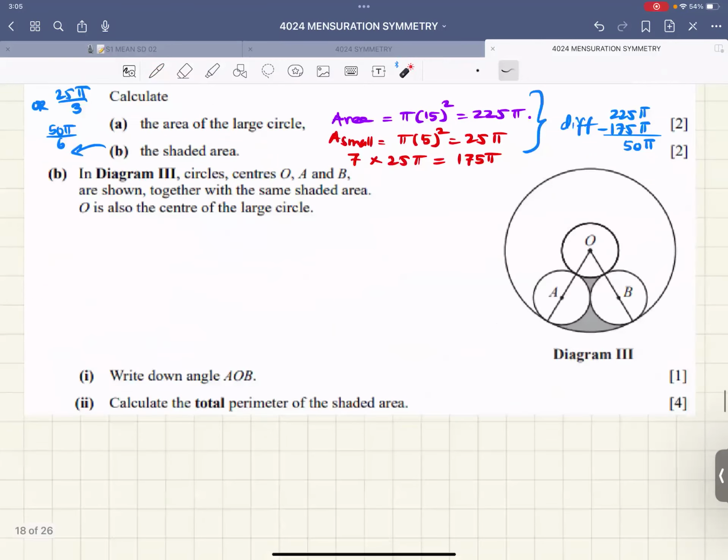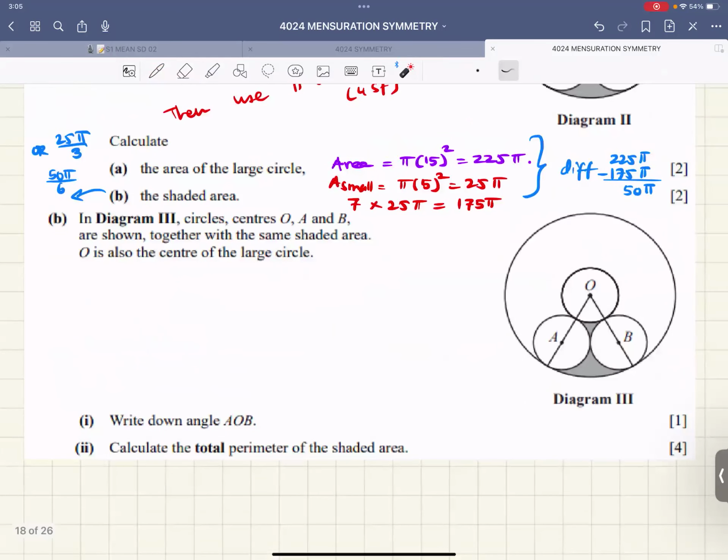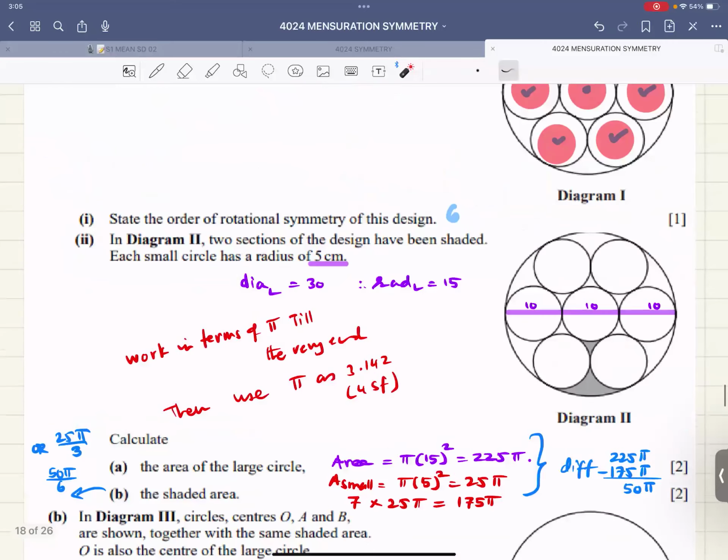Now let's look at part B. Now it's kind of trigonometry. It says in the diagram, the circles OAB are shown together with the same shaded area. O is also the center of the large circle. Write down angle AOB. That's very easy.